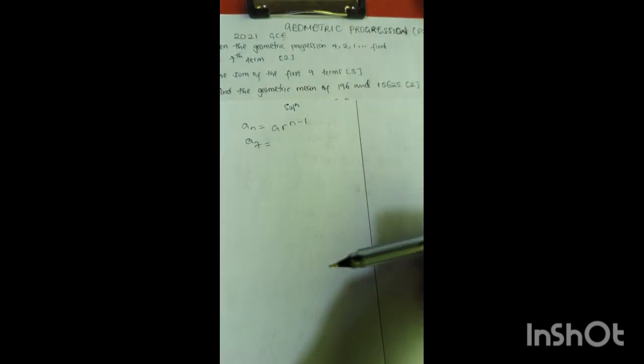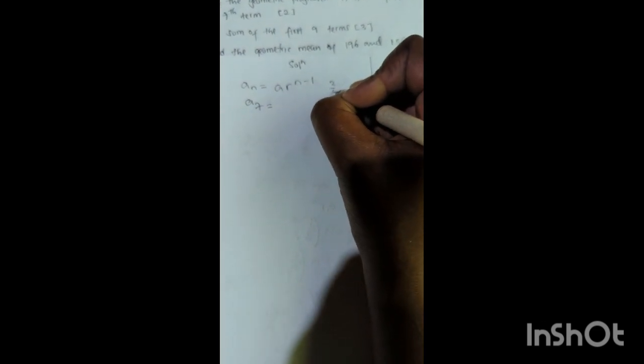a_7 is equal to a. What is a? It's the first term, which is 4. Now the question is, how do we find r? To find r, we simply divide the number in front by the number written before it. So it's 2 divided by 4, or 1 divided by 2, you get the same answer. 2 over 4 is equal to half.